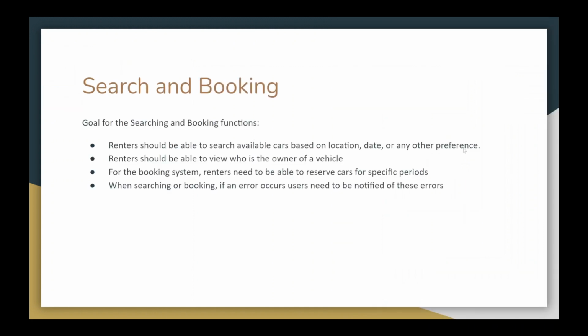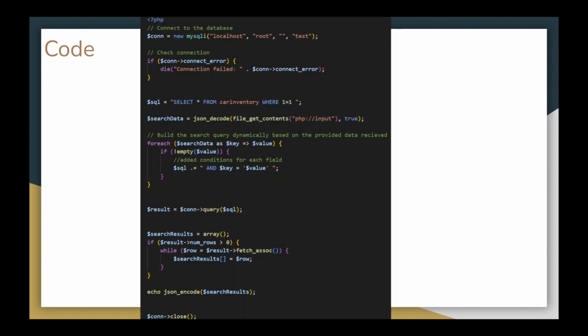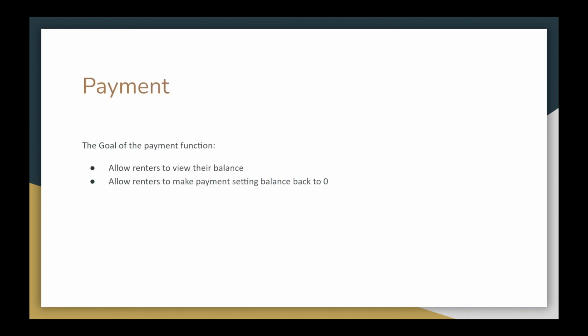Then the goal for the searching and the booking: they need to be able to search available cards based on location, date, or any fields, and renters need to be able to reserve cards for specific periods of time. And as we've seen in the demo, if users are trying to register at a time that's not available, it'll give you an error. And here's some of the code for that. And then the goal of the payment was just to do the payments.